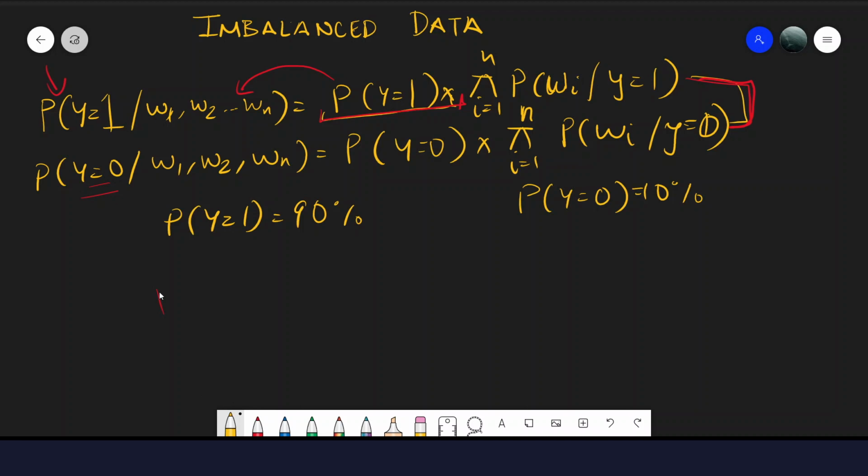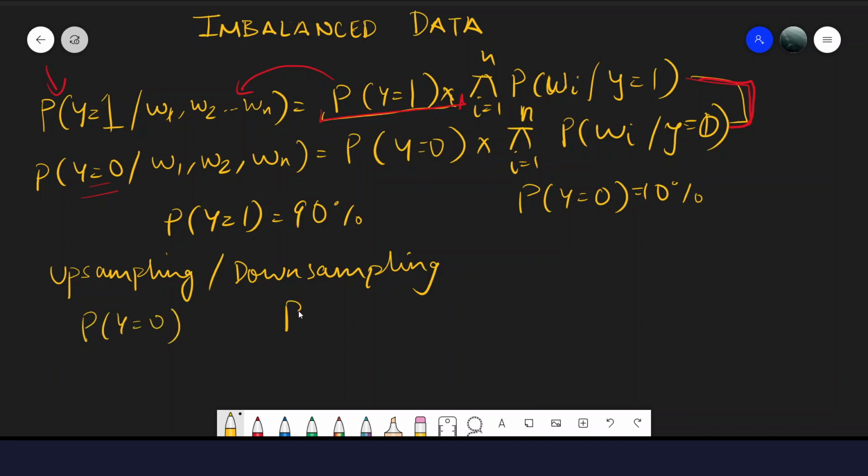So how do you overcome this? There are some ways to overcome this. The first one is upsampling and downsampling. What you do here is you upsample the class where y equals 0, and you downsample the class where y equals 1. So you basically add more data points over here, or you remove some data points over here.